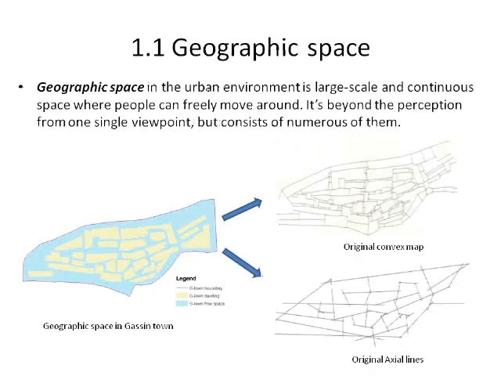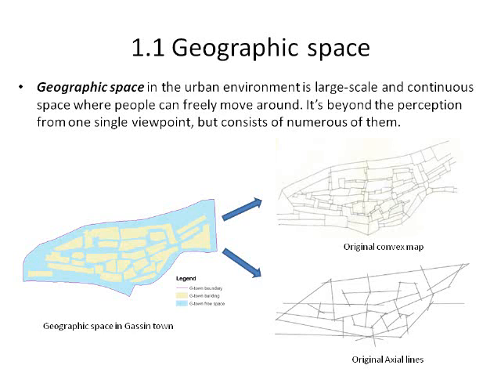First, let's take a look at the concept of geographic space. Geographic space in the urban environment is a large-scale and continuous space where people can freely move around. It is beyond the perception from one single viewpoint. The space that is viewed from one single point is called small space. Obviously, geographic space consists of numerous such small spaces.